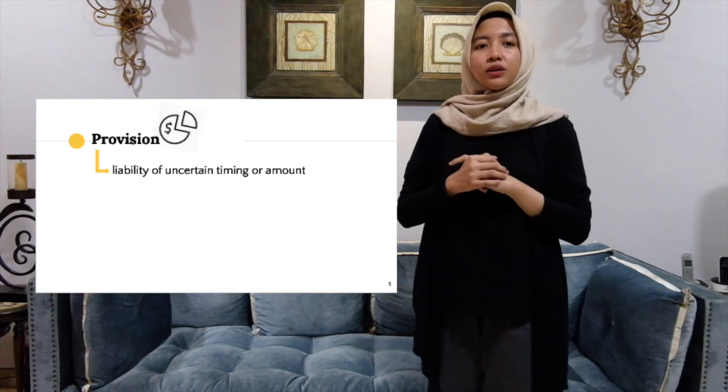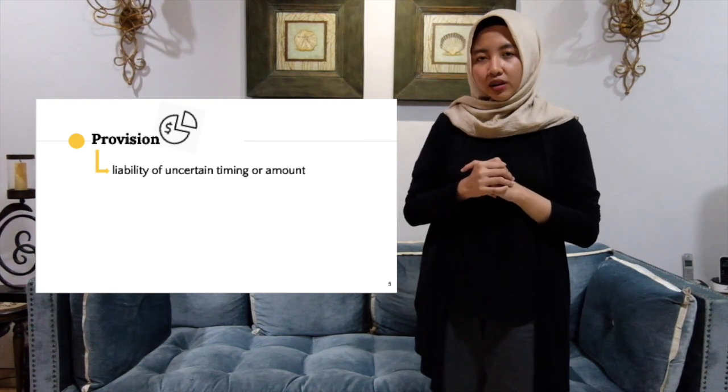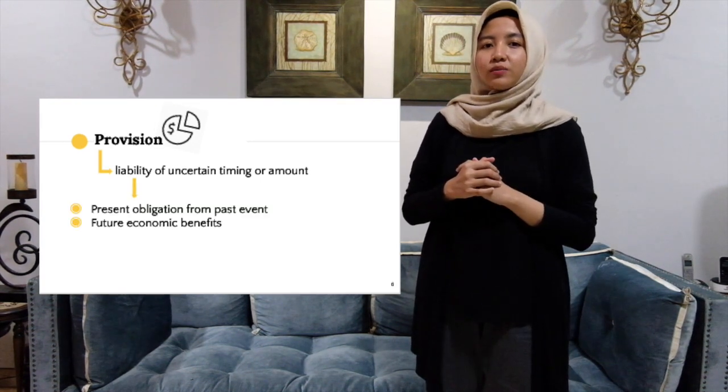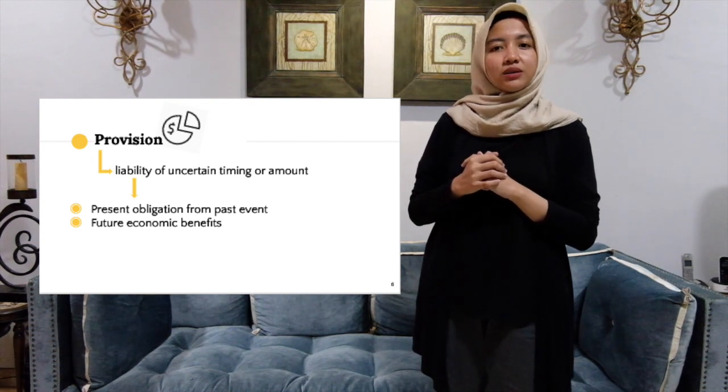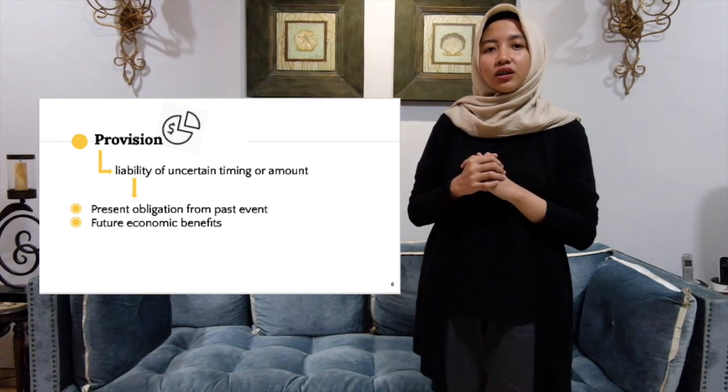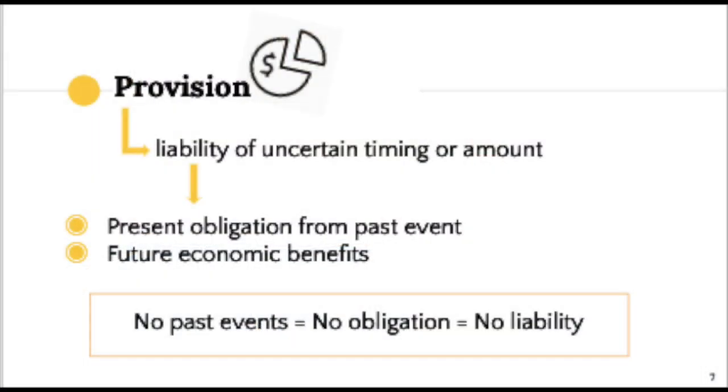The first one is the provision. Provision is liability of uncertain timing or amount. Liability means present obligation from past events, the settlement of which is expected to result in an outflow of economic benefits of an entity. The point is, the occurrence of past events or obligating event that gives rise to an obligation has to be there, so that no past event means no obligation or no liability.